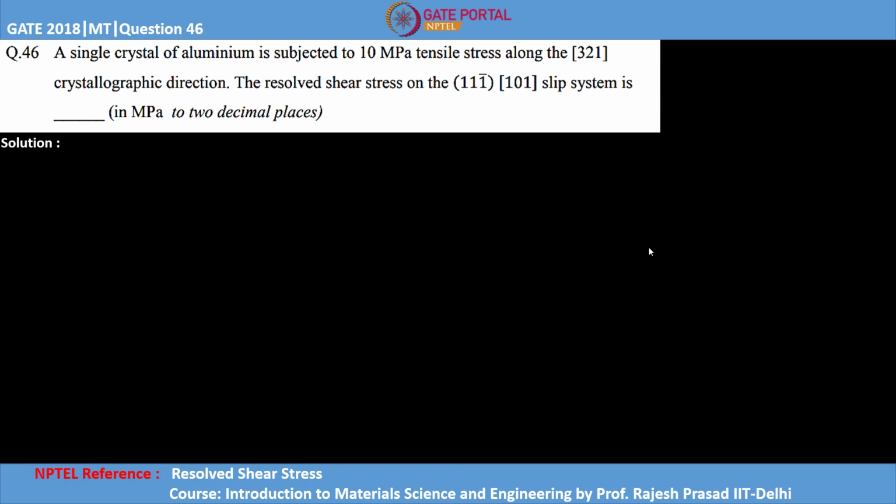This is question number 46 of GATE 2018 Metallurgical Engineering. A single crystal of aluminum is subjected to 10 megapascal tensile stress along the [3 2 1] direction. The resolved shear stress on the (1 1 1 bar) [1 0 1] slip system is ___ megapascal.